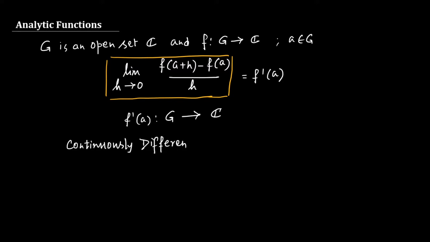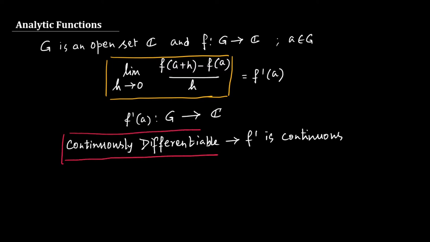Continuously differentiable means the derivative is also continuous. Now, this is very important. We will use this terminology a lot in the coming few minutes. Continuously differentiable means F prime, that is the derivative, is also continuous. Now, if F prime is again differentiable, we say that F is twice differentiable. So, twice differentiable means F prime is again differentiable.